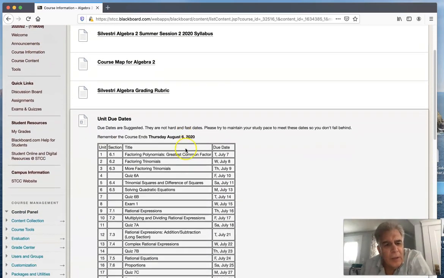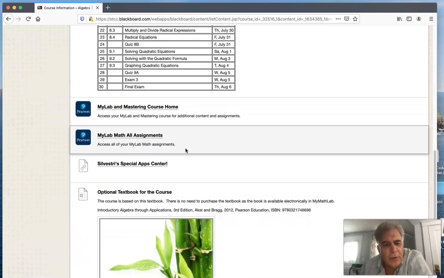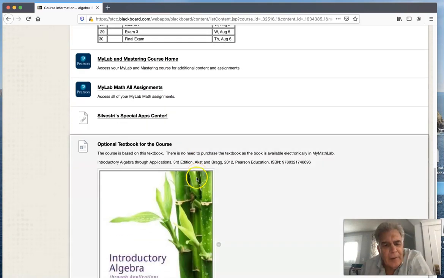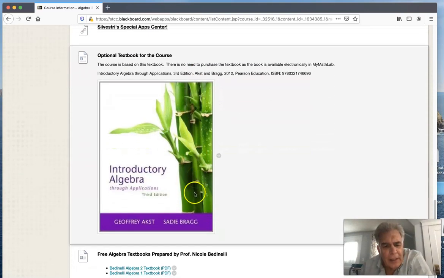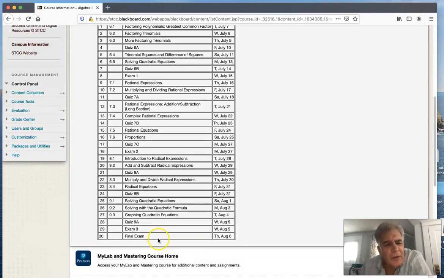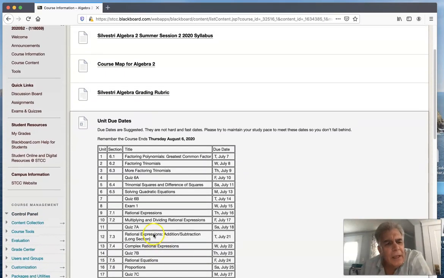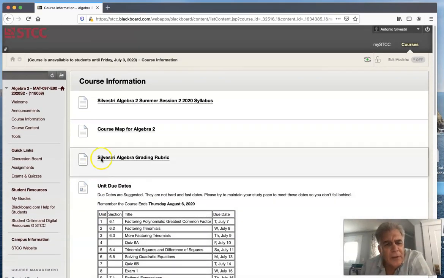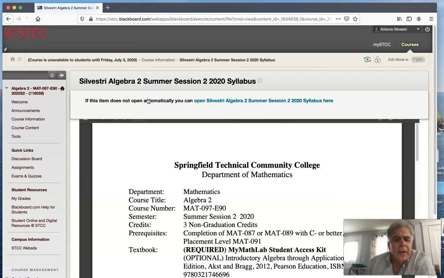Okay, so what else is there in this section? Well, there's a bunch of links to MyMathLab. This is what the book looks like, and then there are some free textbooks prepared by another professor at STIC that you might want to download for free if that's what you need to do. Okay, so let's take a look at the syllabus. I think we need to talk about the syllabus next.